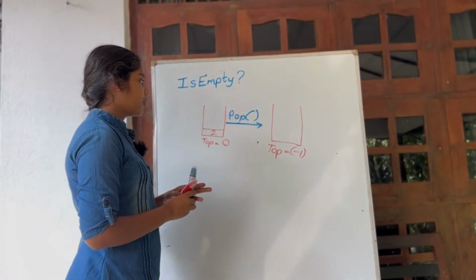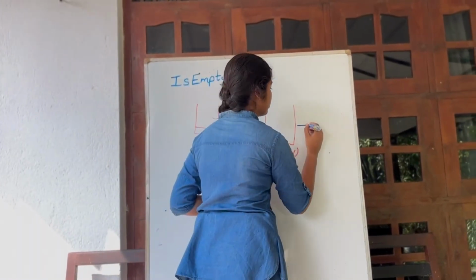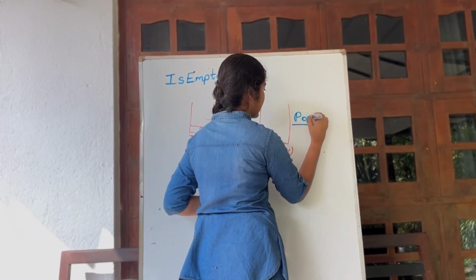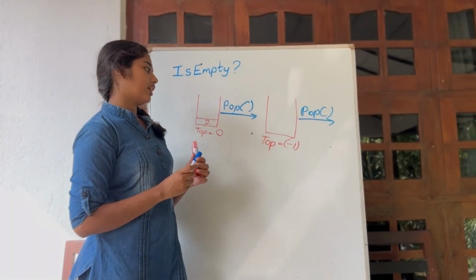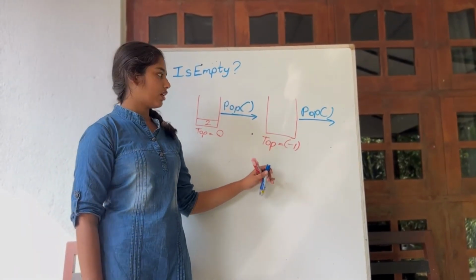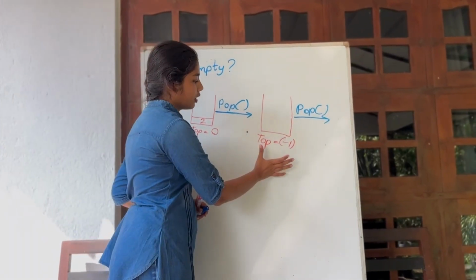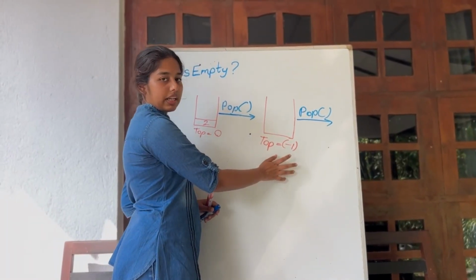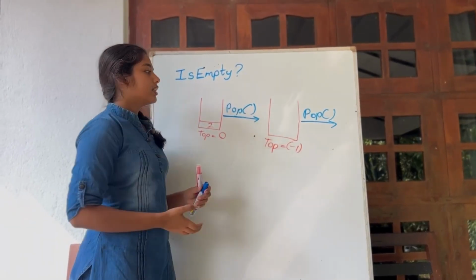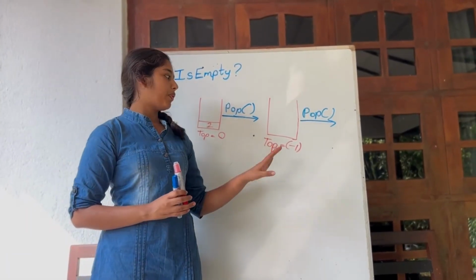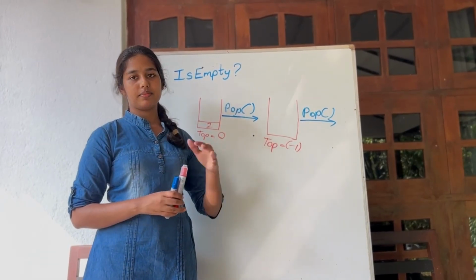Then I am going to do a pop operation on this stack. Before doing the pop operation, we have to check whether the stack is empty or not. So here the top value is -1. So our stack is empty. So we can't do the pop operation on this stack.